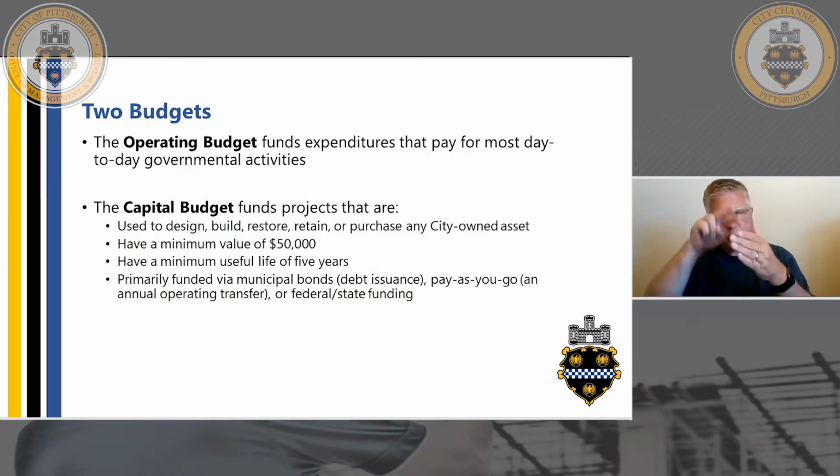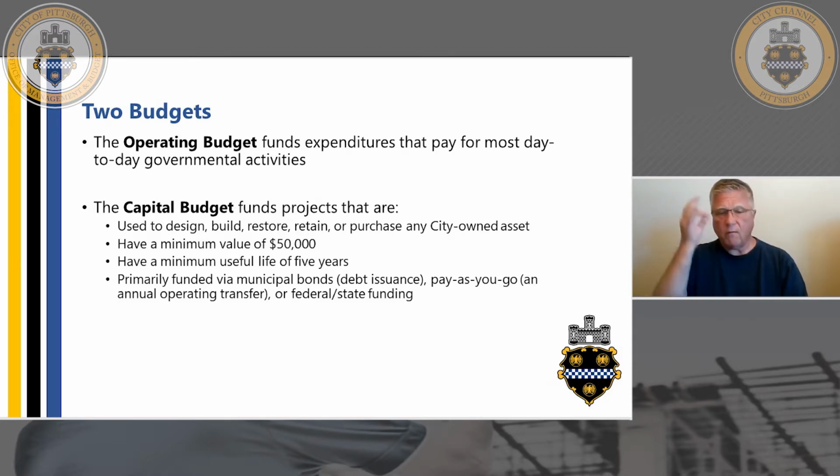The operating budget funds expenditures that pay for most day-to-day governmental activities. On the other hand, the capital budget funds projects that are used to design, build, restore, retain, or purchase any city-owned asset, have a minimum value of $50,000, have a minimum useful life of 5 years, and are primarily funded via municipal bonds, which is debt issuance, pay-as-you-go, which is an annual transfer from the general fund in the operating budget, or federal and state funding.